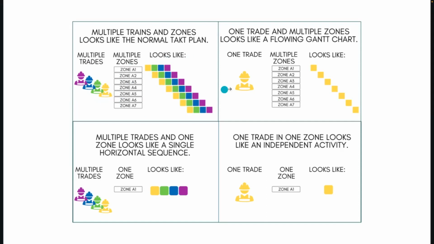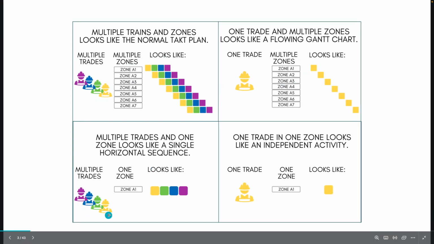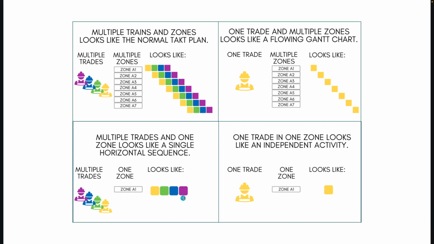If you have one trade and multiple zones, it will end up looking like a typical Gantt chart, right? So if you have multiple zones on the left and just one trade, it's going to cascade in that single format with that orange representation of a Takt wagon, which represents one trade. If you have multiple trades but one zone, it's just going to look like a horizontal sequence. And if you have one trade and one zone, it's going to look like a single activity.